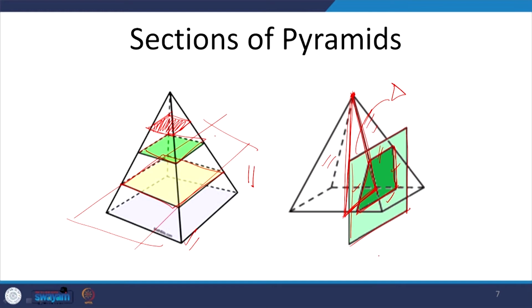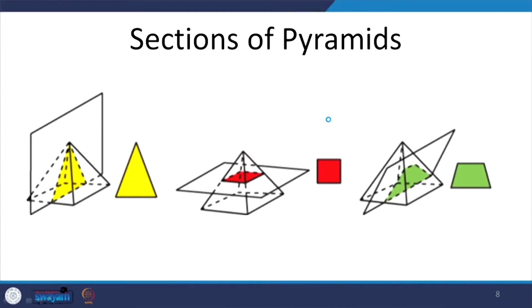In case we had a pentagonal prism and the section plane is passing through 4 surfaces, we will get a quadrilateral. In case it is passing through 5 surfaces, we will get a pentagon, a distorted pentagon, and like that. So, this is how we will get the surfaces.